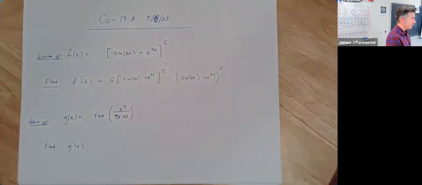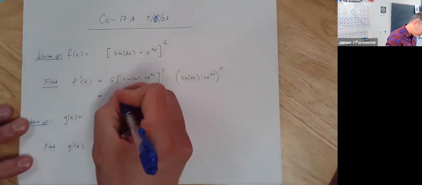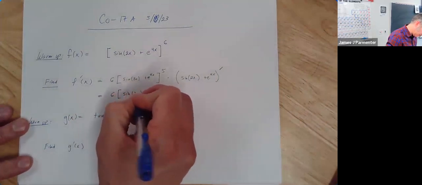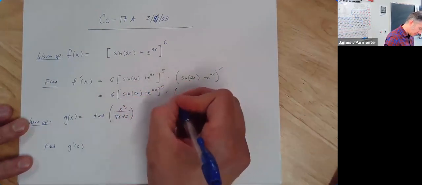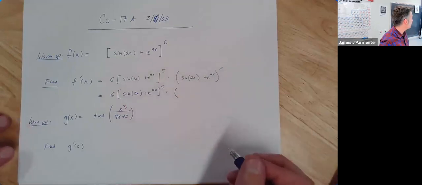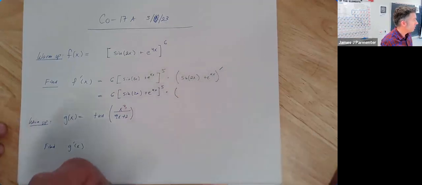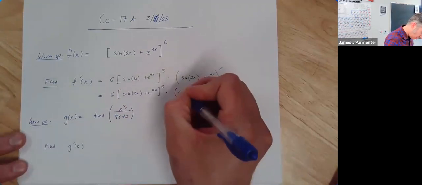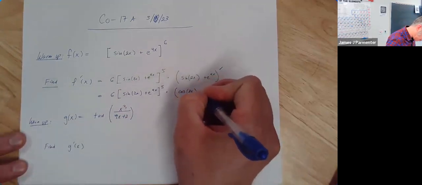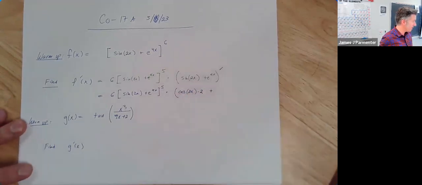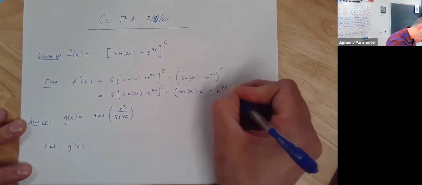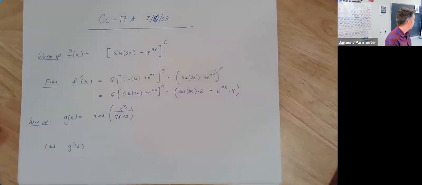Now again, you can skip this step and just actually write down what the derivative is, and that's what I would usually recommend. So this is going to be 6 times our stuff, sine of 2x plus e to the 4x, to the 5th power, times the derivative of sine of 2x. Well, I'm seeing that as sine of some stuff. So the derivative of sine of some stuff is cosine of the stuff times the derivative of the stuff. And the derivative of e to the stuff is e to the stuff times the derivative of the stuff. And that's our derivative.